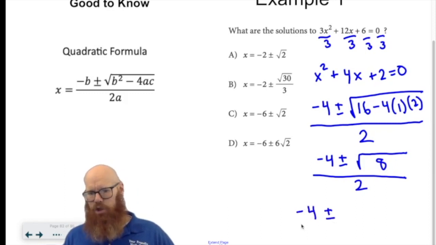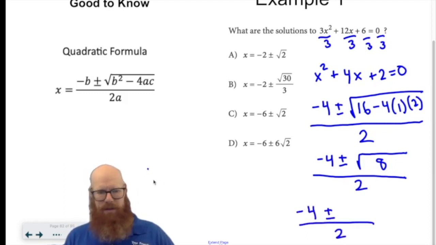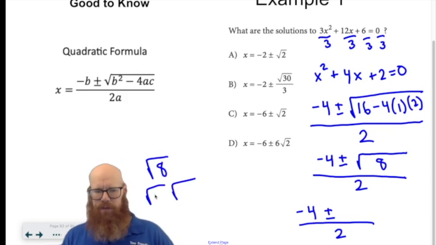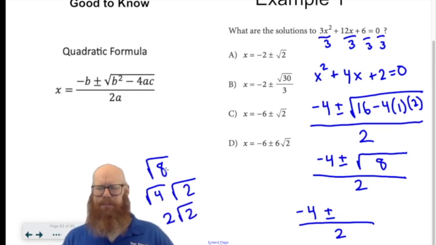Over here on the side, I'm going to take the square root of 8, and let's review how we simplify radicals. We want to find two numbers that multiply to 8, where the first one is a perfect square. So that would be 4 and 2. We do that because we can take the square root of 4, and that's 2. So 2 square root 2 is a simplified version of the square root of 8.